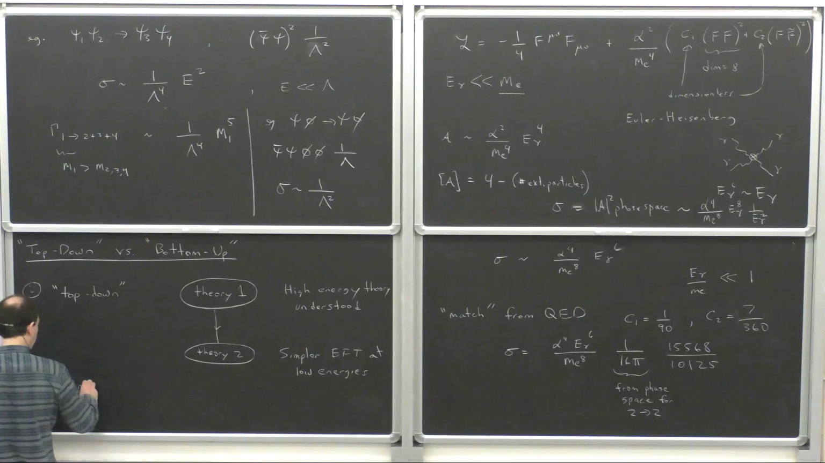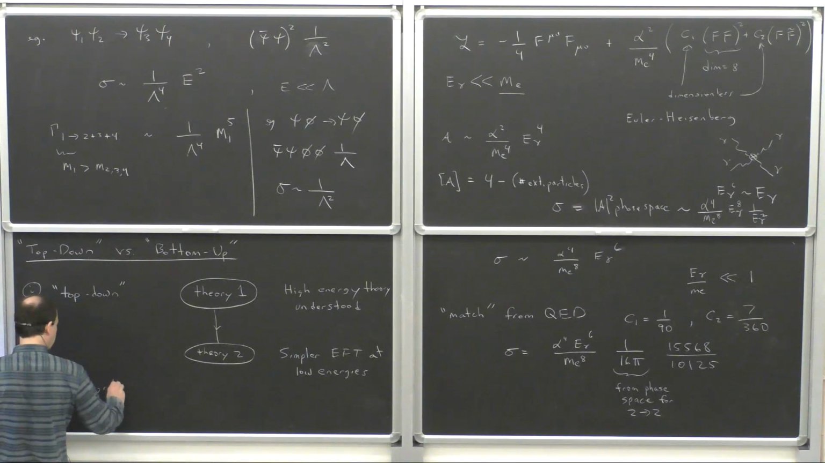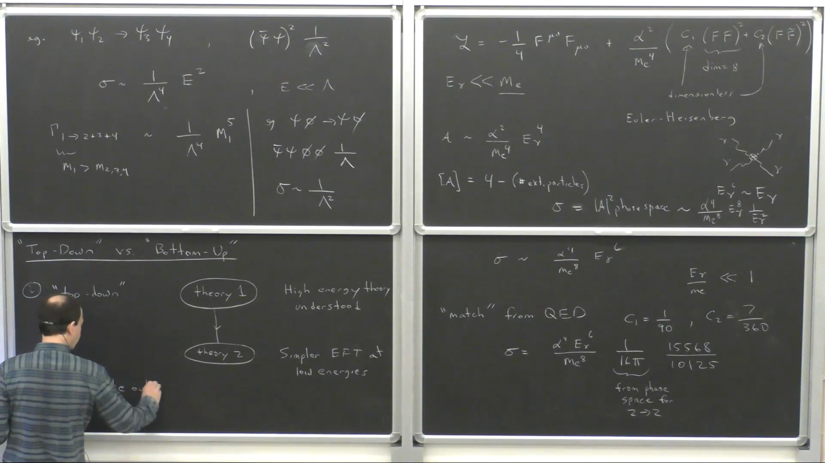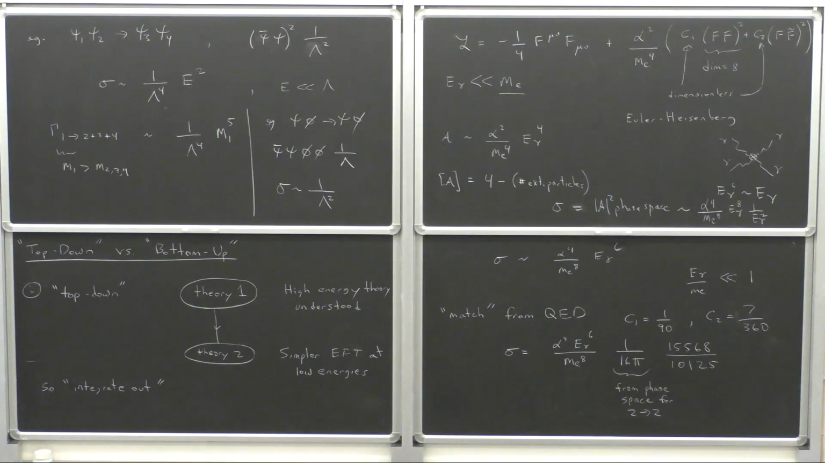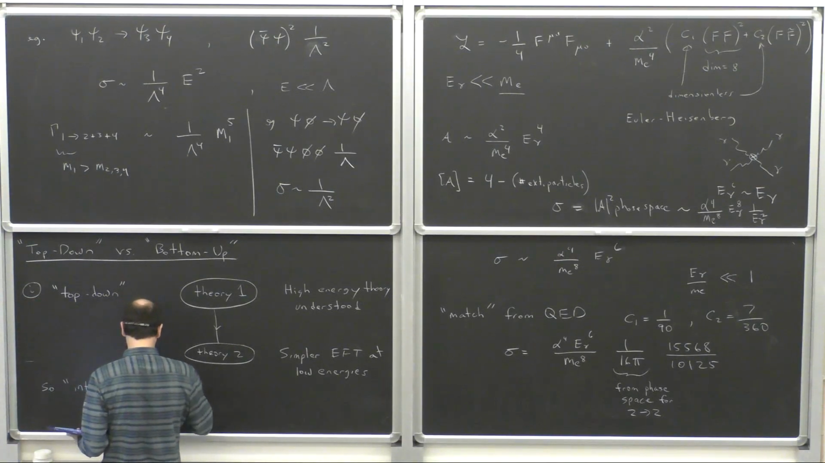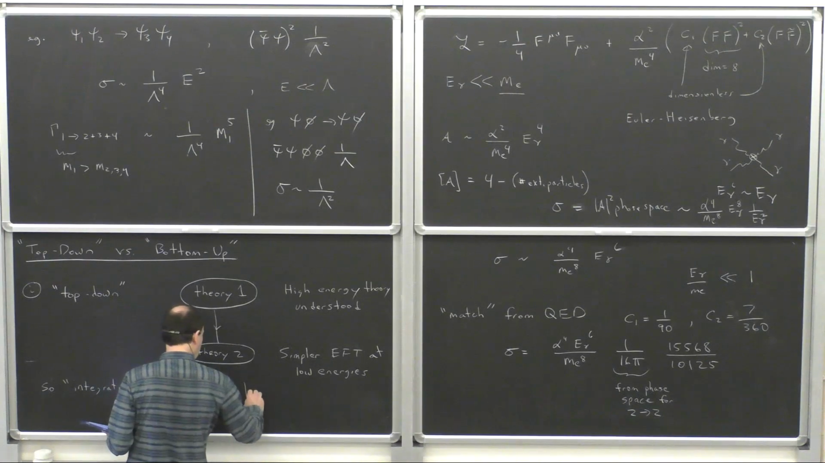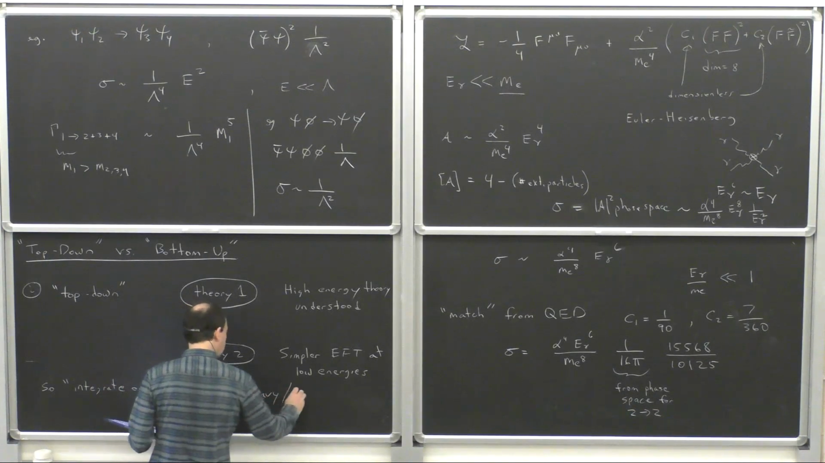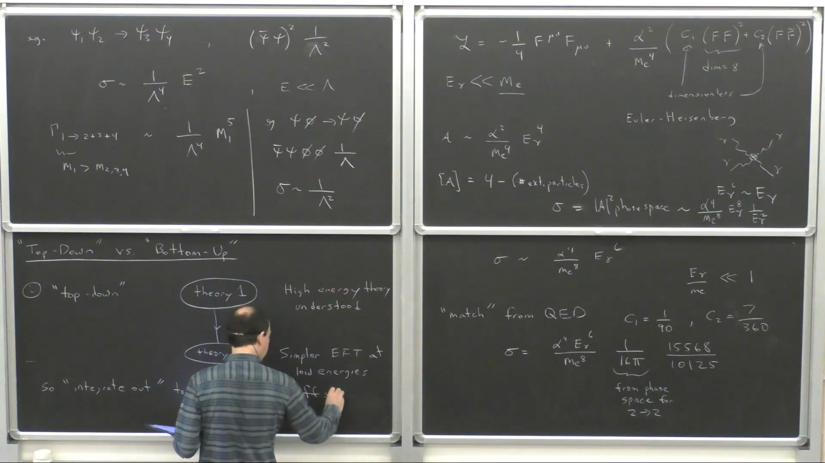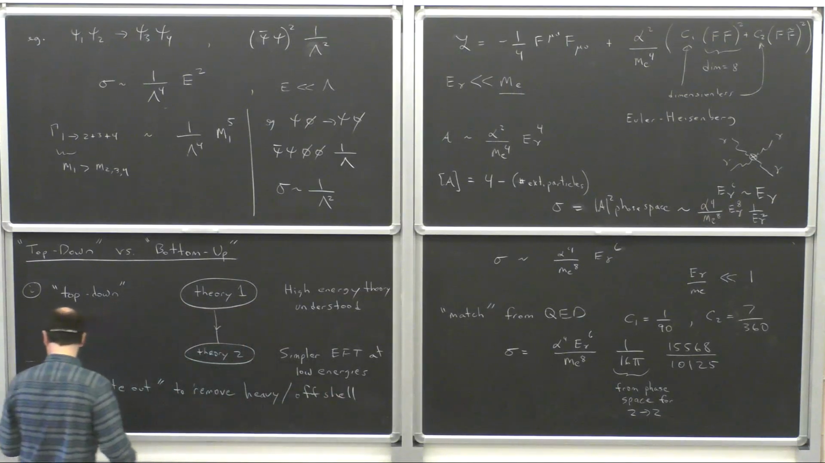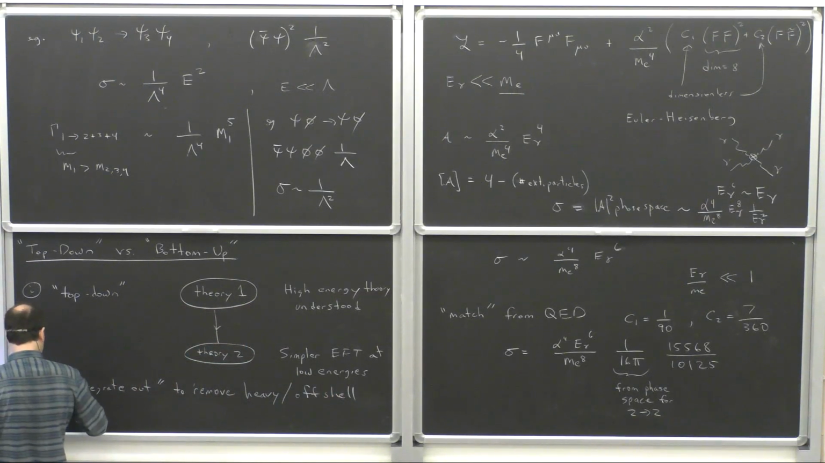And so there's some terminology that goes along with that. I've used a little bit of this terminology already. We can say we integrate out the degrees of freedom of theory 1 that aren't relevant, that are very far off shell, very heavy. We integrate out those things. We remove the heavy or off shell degrees of freedom in theory 1. I'll just call them particles.